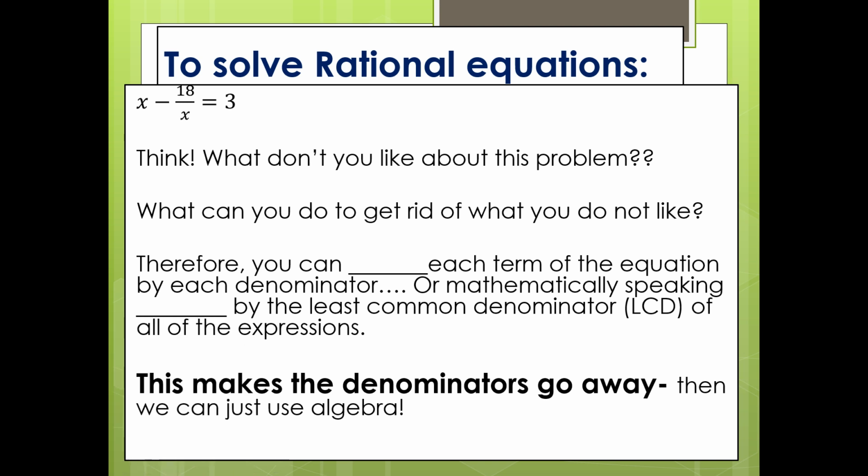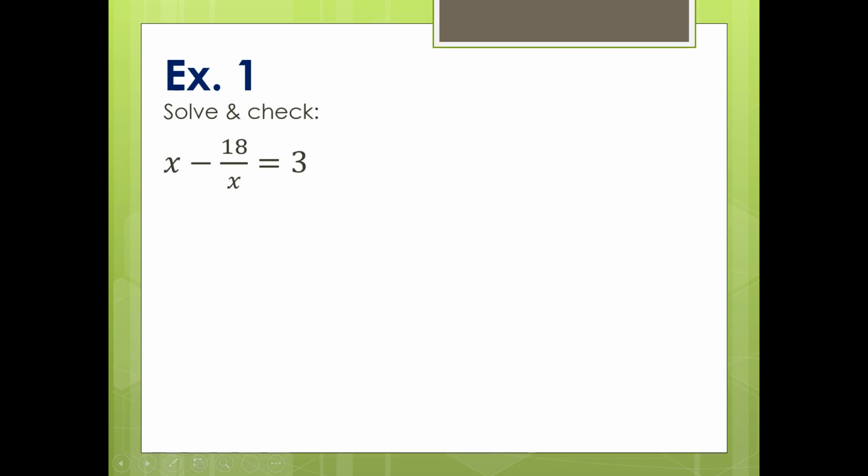Now, sometimes there might be more than one thing on the bottom, but what you're going to have to do, if you remember like we had in 5.2, is find the least common denominator of the expressions, and multiply every single term of the equation by the least common denominator. Then the denominators go away and it becomes an easier problem. So instead of talking about it, let's just do a problem like this and see if it works.